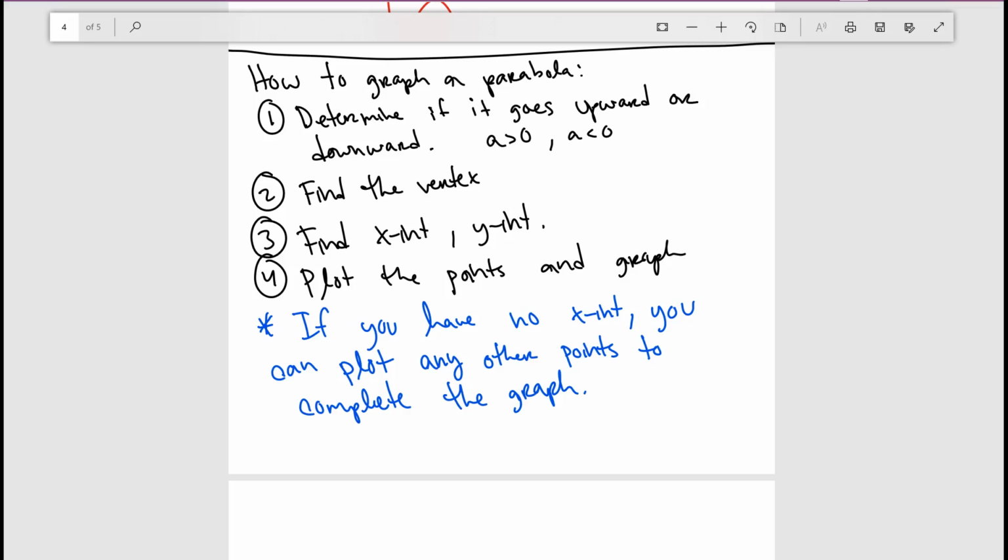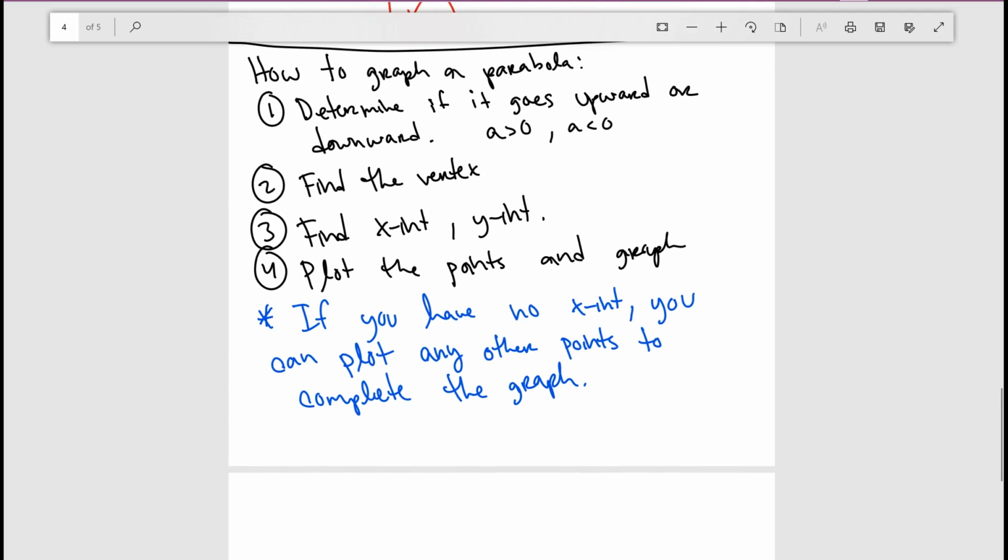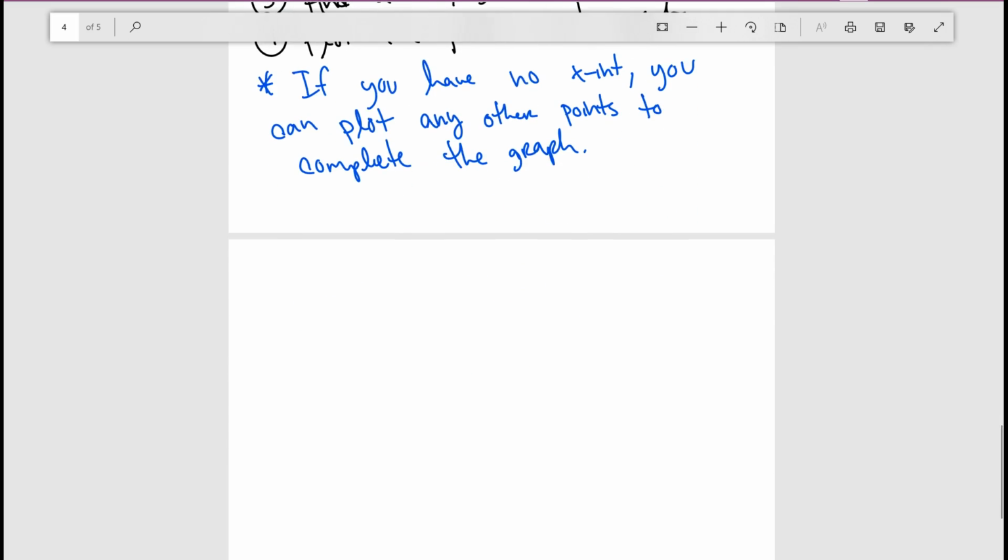Okay, in the previous video, we got a couple guidelines on how to graph a parabola. And here are basically most of the guidelines. So we're going to follow these guidelines to try to graph these next couple of ones. So what we want to do is graph.